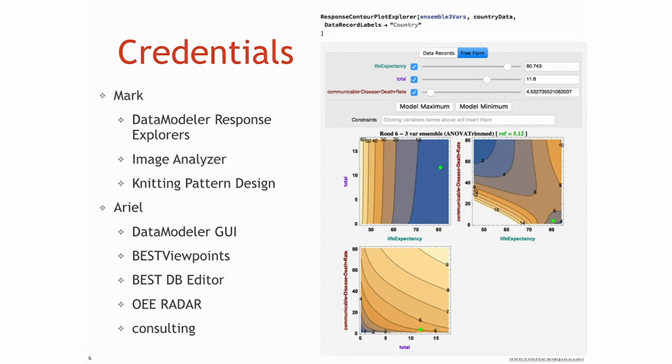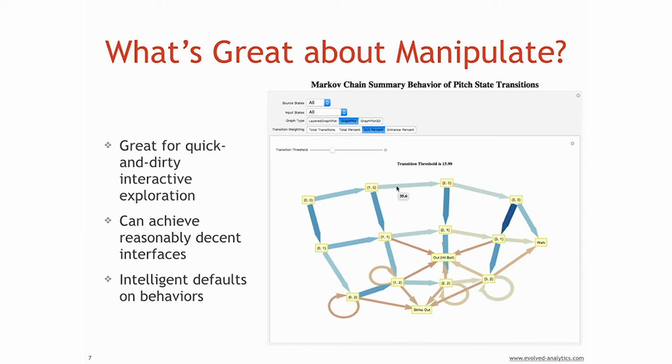Here is a response contour plot explorer. One of the things about the GUI as we start to build it: note the use of field hints. That's something you add as you build it to guide the behavior of the users. What's great about Manipulate is it's so fast to do quick and dirty. It's got intelligent defaults, and you can get something reasonably decent in a fairly quick time. This was for a client that was a professional baseball team, looking at pitch state transitions of various counts, what's going to happen, just statistics.